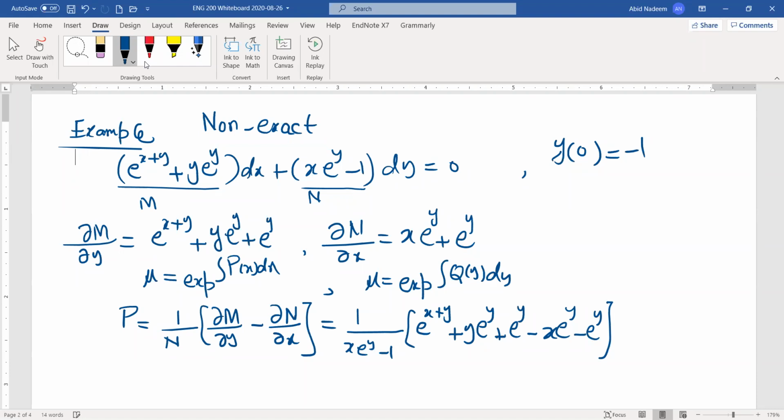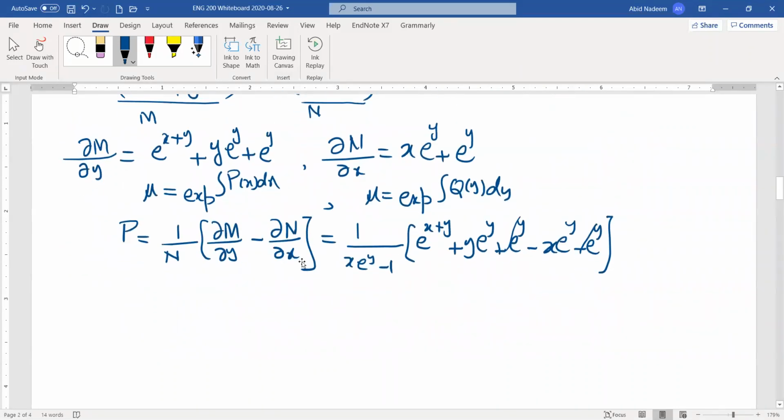So in this case, this looks like a little bit complicated expression. For example, e power y will cancel with e power y, and then what we are left with is x e power y minus 1. So maybe this seems to be a very complicated solution. Maybe we can try the q function.